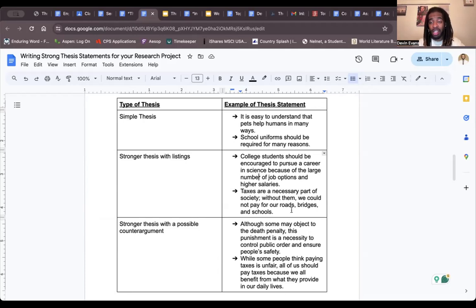I like that. That means that in this paper, whoever wrote this thesis statement, they're going to write about why taxes are necessary, but also in the paper, they're going to talk about without them, their roads and bridges and schools would not be able to get made.